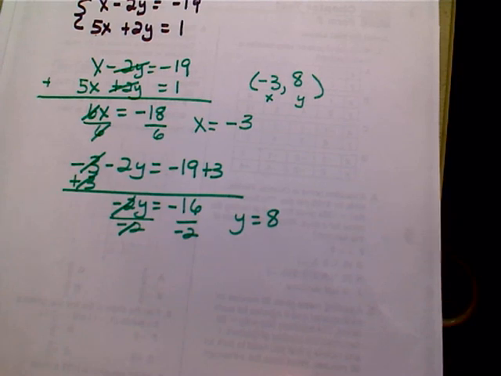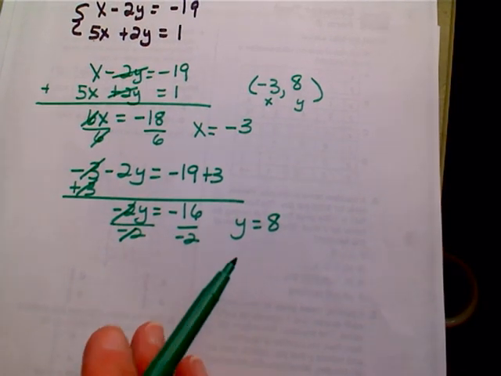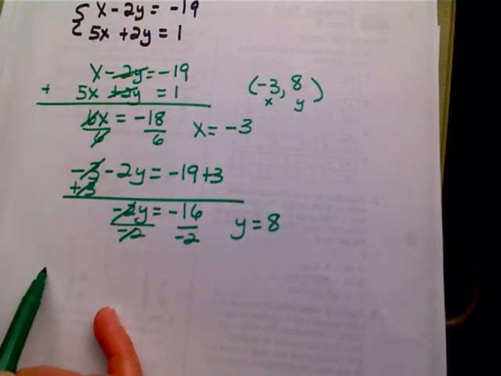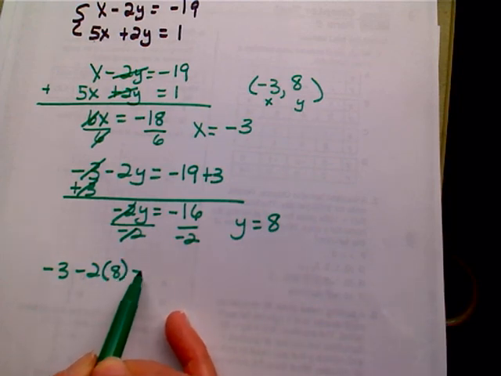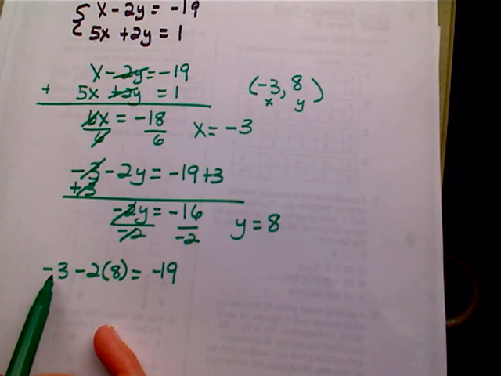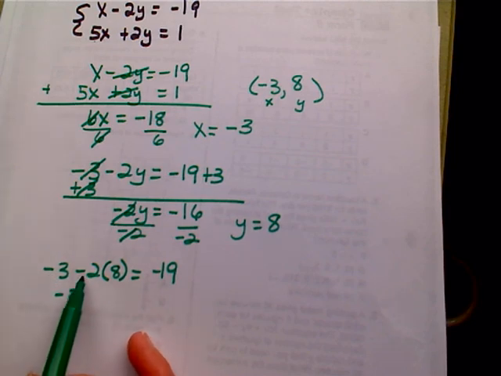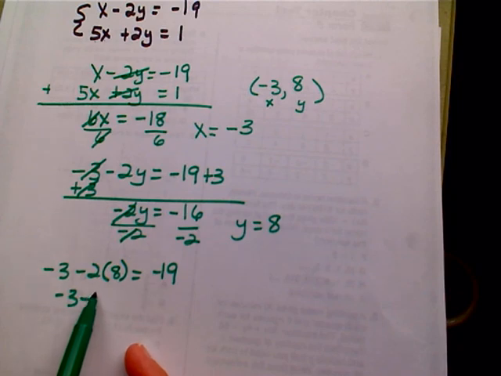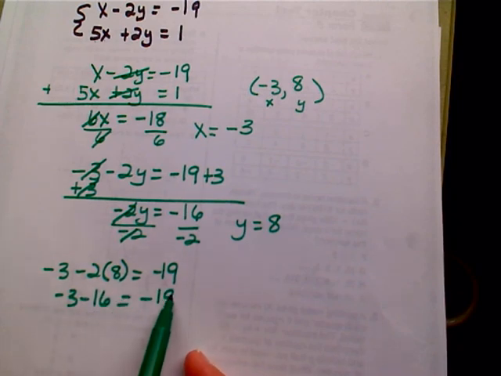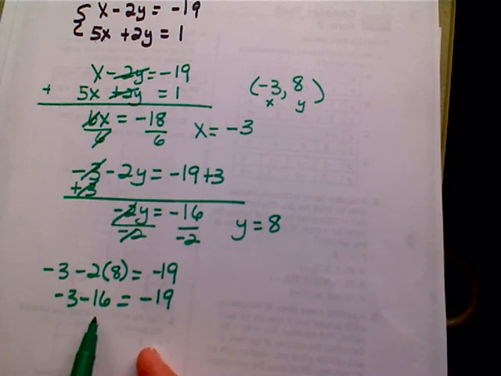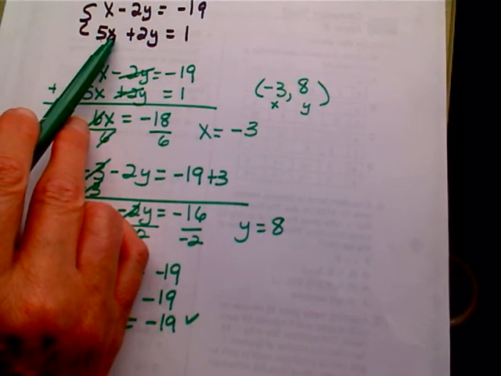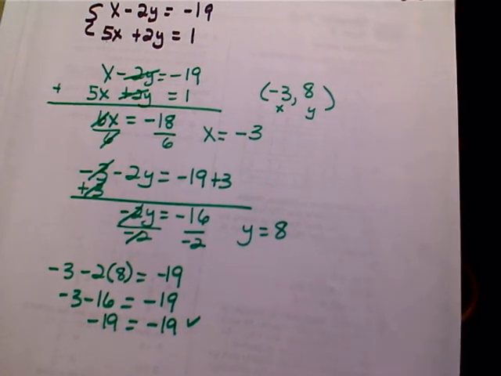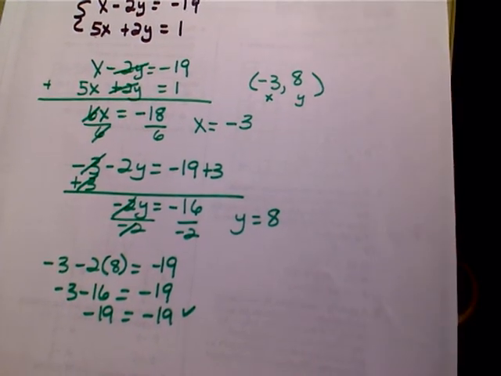So my value of y is 8. And I can go back and check. I'll do a real quick one equation check just to save time. I can say that x is negative 3, minus 2 times my value of y, which is 8, equals negative 19. So negative 3, negative 2 times 8 is negative 16, equals negative 19, and negative 3 minus 16 is negative 19, equals negative 19. So I know that that system checks. And again, you should follow through and check both equations to make sure that they are true. I am going to skip it just to save a little bit of video time.